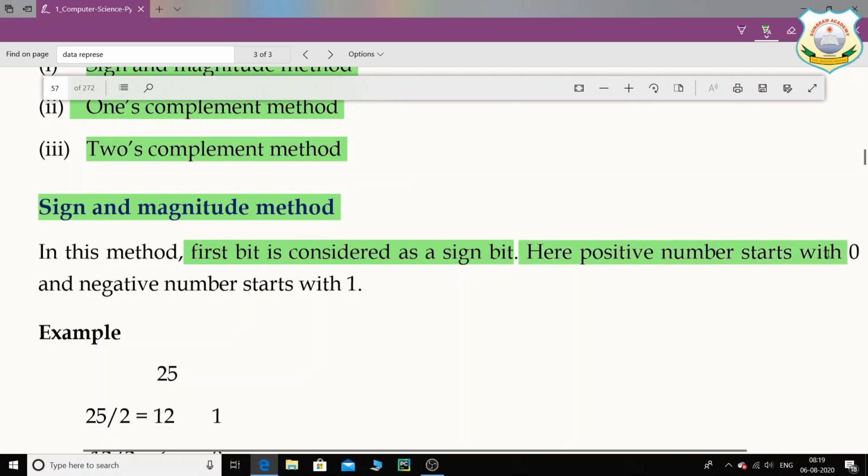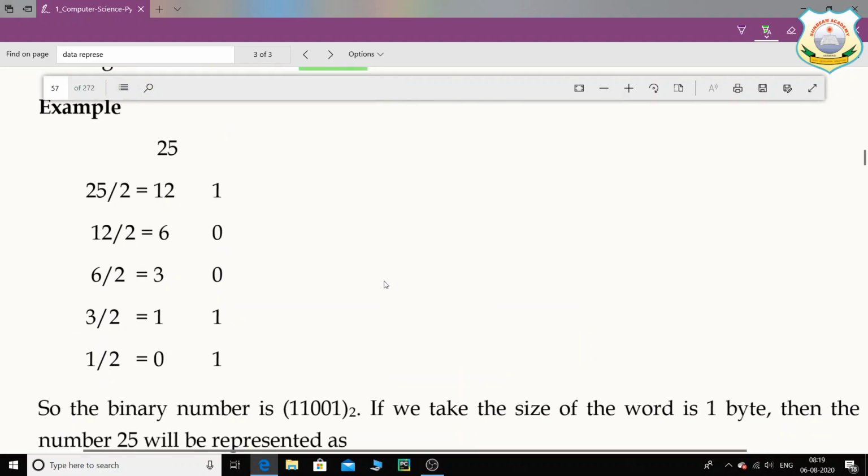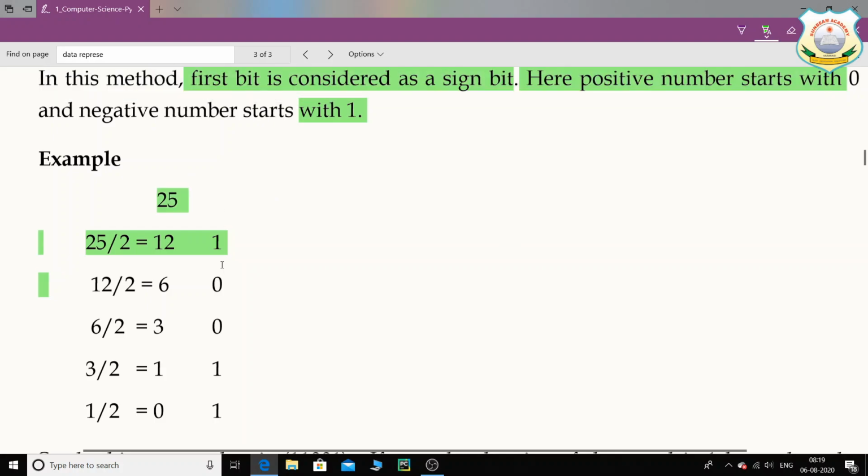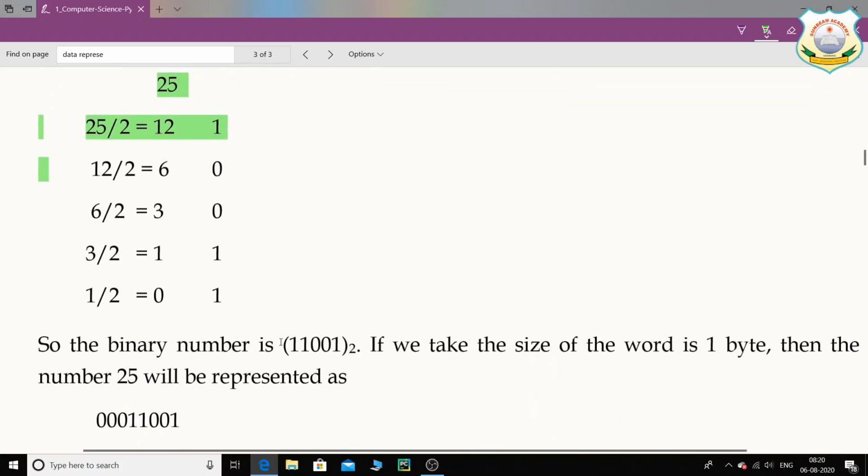The first bit is reserved for denoting the sign. If it is 0, it indicates that the number is positive, and if the number starts with 1, it indicates that the number is negative. Let's take an example. This is 25, a decimal number, and they have converted it into binary.